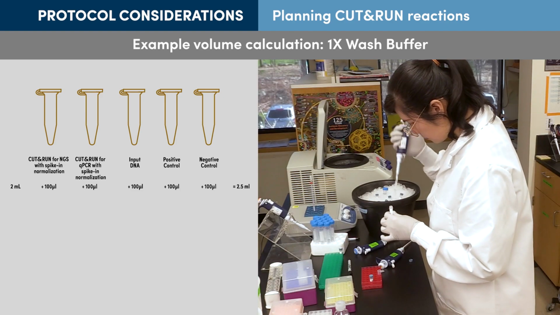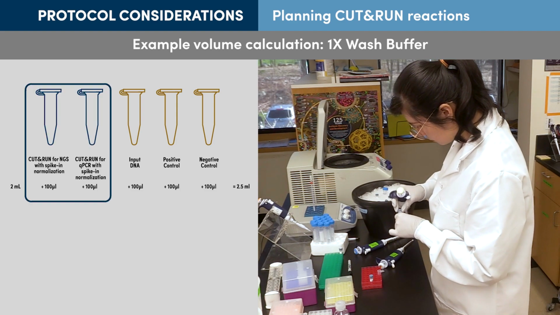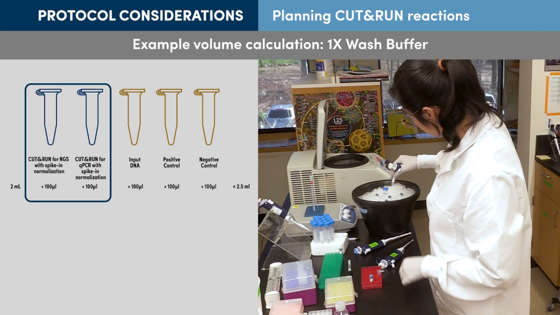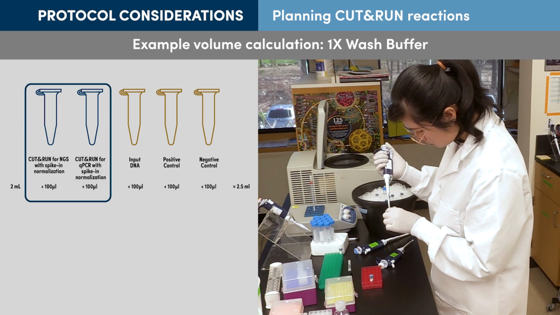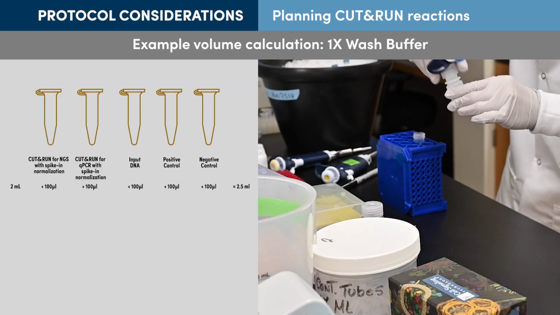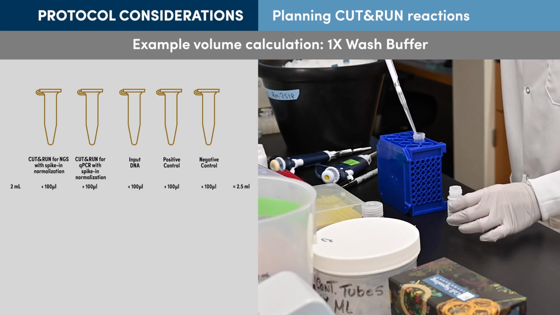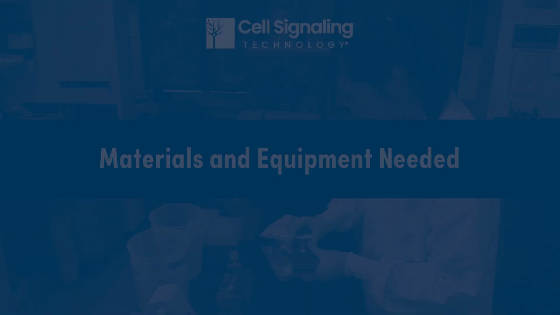Note that if you will be performing spike-in normalization for both qPCR and NGS, you should plan to prepare duplicate samples, as these methods require different quantities of spike-in DNA. In each protocol section, scale the volume of buffer being prepared based on the total number of reactions you will be performing.